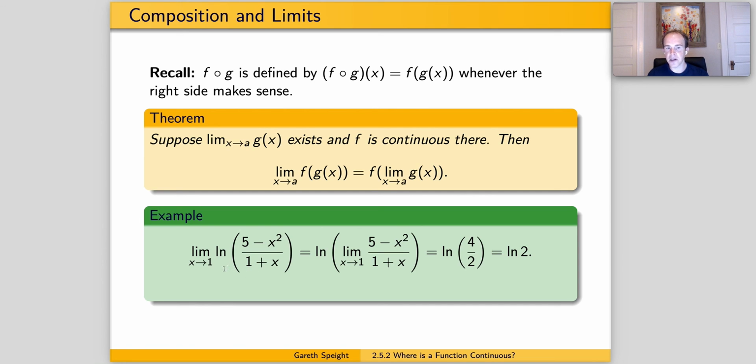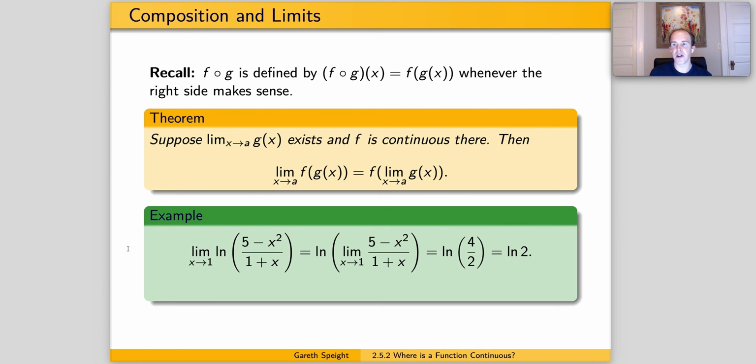And now the outside function, natural logarithm, is continuous on the entire positive real line. In particular, it's continuous at 2. So because it's continuous at the limit point of the inside, we can bring the limit inside, right? So the limit of the composition is going to be ln of the limit of the inside. It becomes ln of 2.